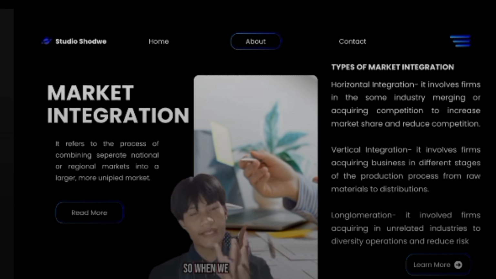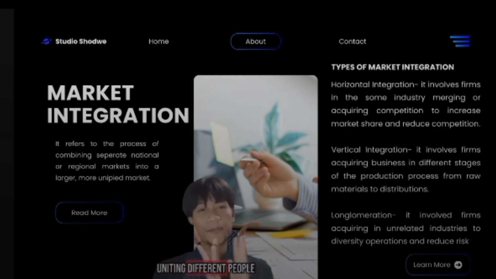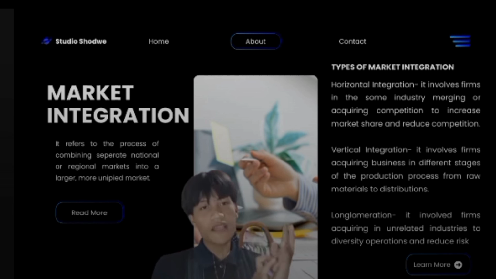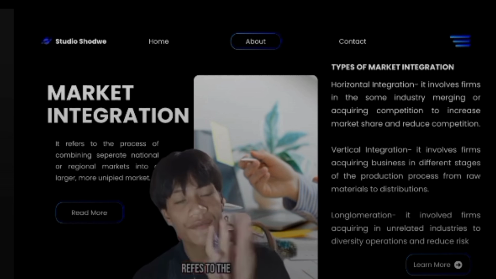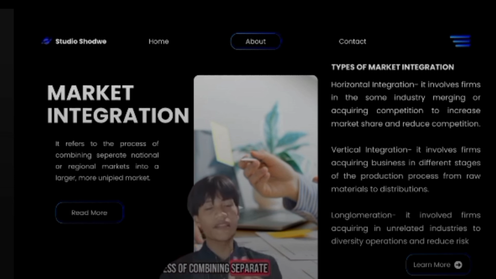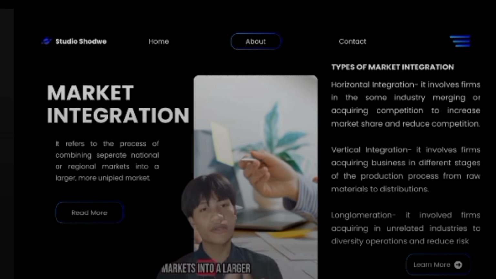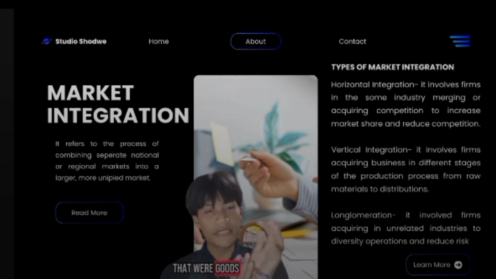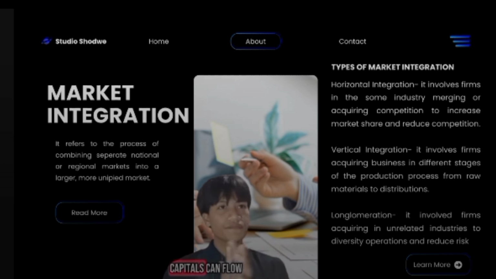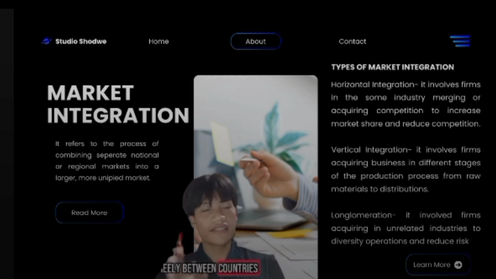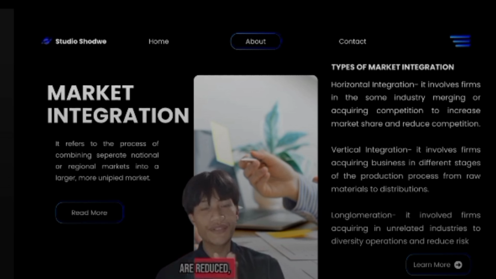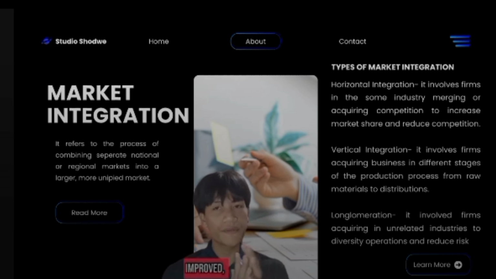When you say integration, it is about uniting different people, ideas, or systems so they work together smoothly. When it comes to markets, it refers to the process of combining separate national or regional markets into a larger, more unified market where goods, services, and capital can flow freely between countries and regions. This happens when trade barriers are reduced, transportation and communication improve, and countries can work together more closely.